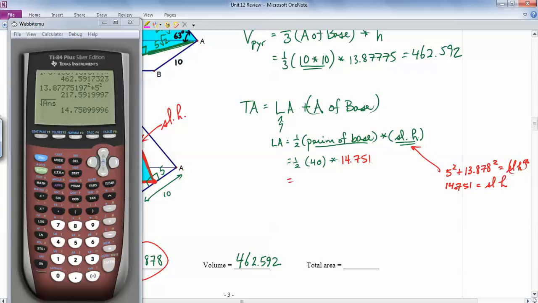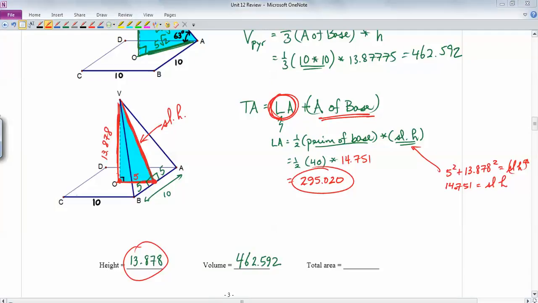Then I'm going to multiply that by half of 40, which is 20. And we get 295.019999, so that's going to round up to 295.020. That's the lateral area. The area of the base is a 10 by 10 square, so that's just 10 times 10, which is 100. So the total area is going to be 295.020 plus the extra 100 on the bottom. So that's 395.020. Okay, I hope that helps a little.